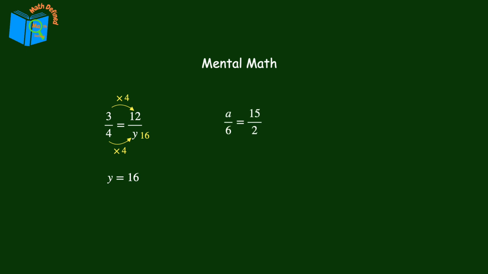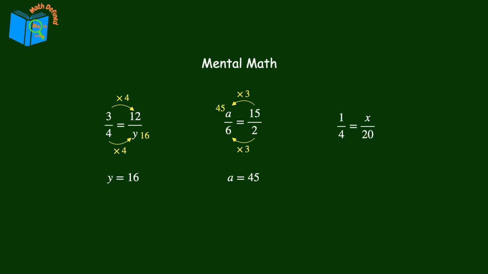Can you spot the pattern in this proportion? A over 6 is equal to 15 over 2. If we multiply 2 times 3, that gives us 6. So we'll multiply 15 times 3 to get 45. So A equals 45. Did you notice that we multiplied in the opposite direction from the first example? It doesn't matter the direction. Just make sure that you use the same direction for both the numerator and the denominator.